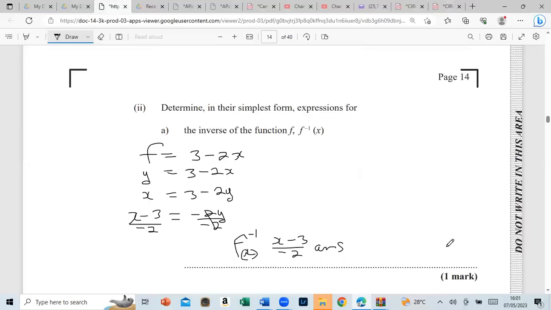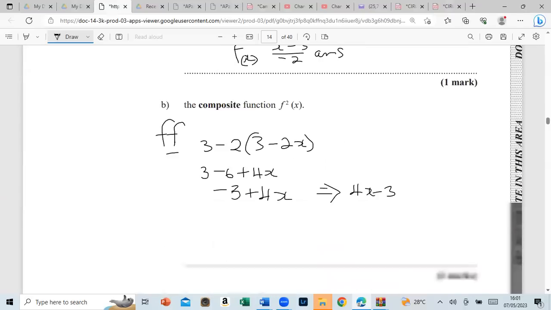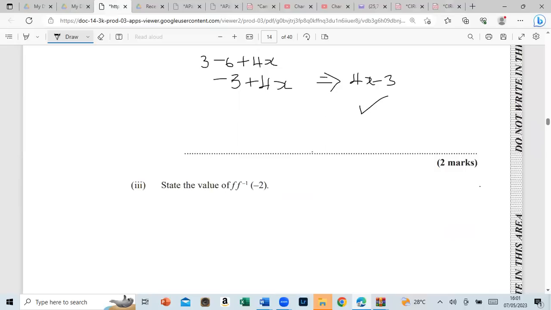So what was the inverse? So the inverse was x minus 3 over negative 2, right? Alright, so these are the inverse. f was what? f was 3 minus 2x, right?